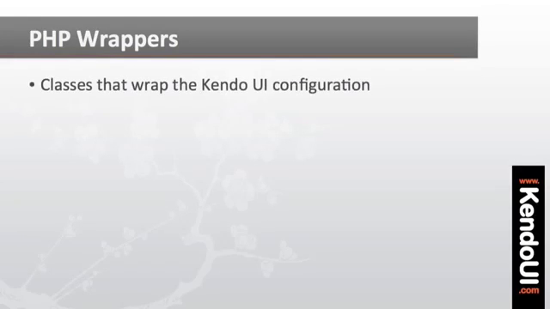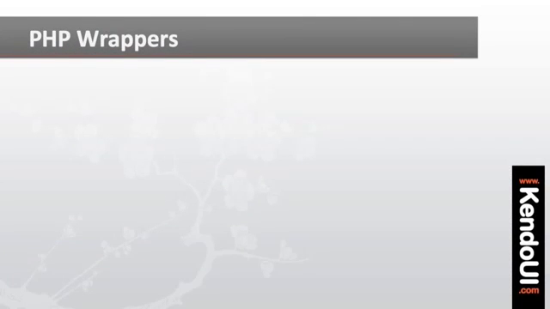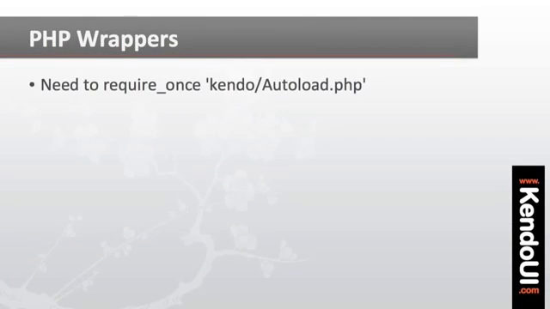The PHP wrappers for Kendo UI provide a set of classes to wrap up the configuration of its control suite. Now, this is an important point to note. These PHP wrappers are just wrapping the configuration of the controls. I'll talk about this more, but to start with, I want to show you how easy it is to get a control in place. Now, to create a Kendo UI control, I need two things. I need the Kendo UI autoload script, and I need an instance of the object I want to create.